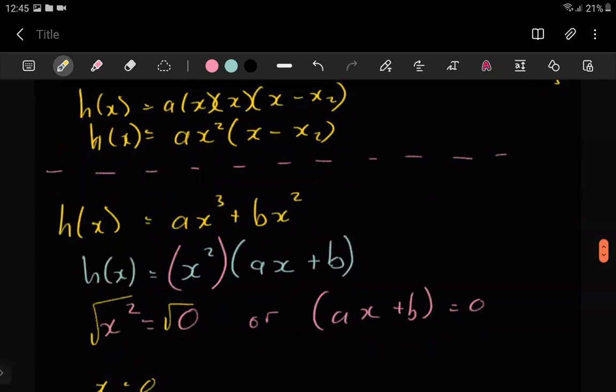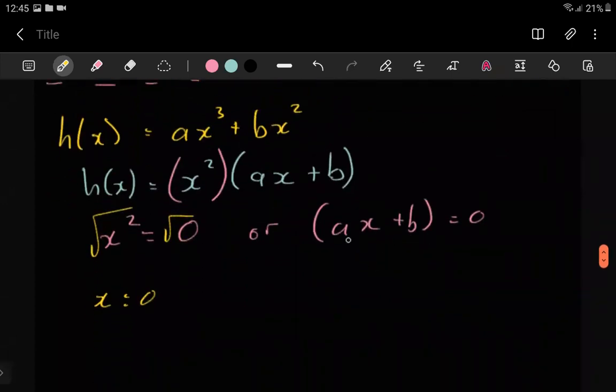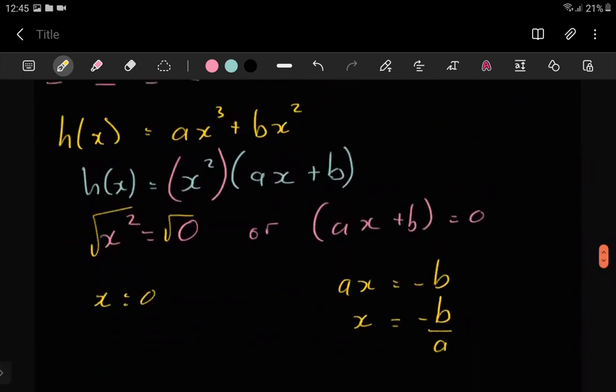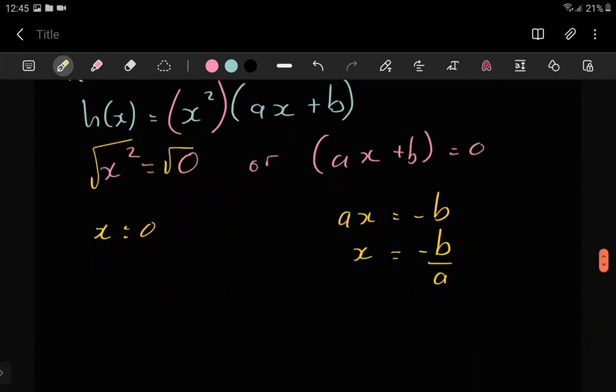But then the other one, if you're going to solve for x here, you're gonna get something like ax is equal to minus b. Solving for x here, you're gonna have x is equal to minus b over a. You see? Yes or no? Yes, I do see. Yeah, I see.